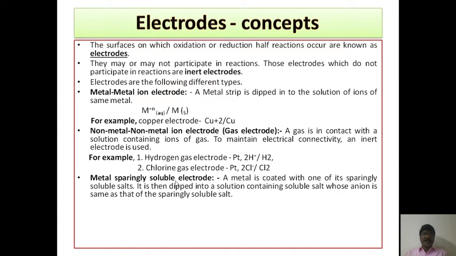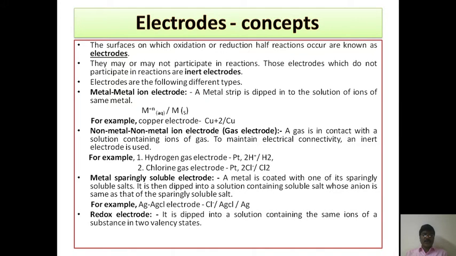Metal sparingly soluble salt electrode. A metal is coated with one of its sparingly soluble salts. It is then dipped into a solution containing a soluble salt whose anion is the same as that of the sparingly soluble salt. For example, the silver chloride electrode.